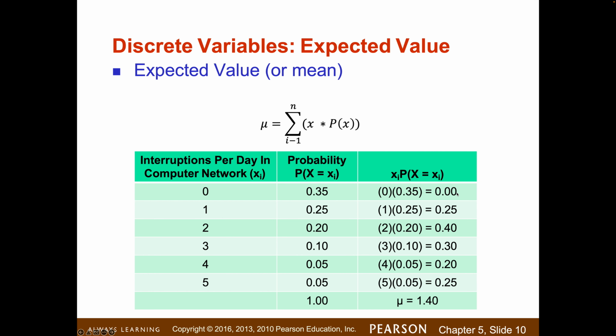And then over here, I add these up. I'll take 0 plus 0.25 plus 0.40 plus 0.30. That's what the summation stands for right here. We're going to add up these values. And when I do that, I get mu equal 1.4. Now, in the next video, I'm going to demonstrate on StatCrunch how you make these calculations using the formula, and then I'm going to show you how to make the calculations using a creative shortcut.